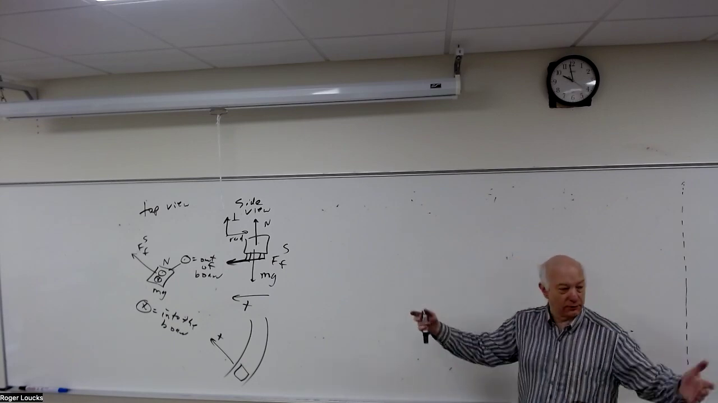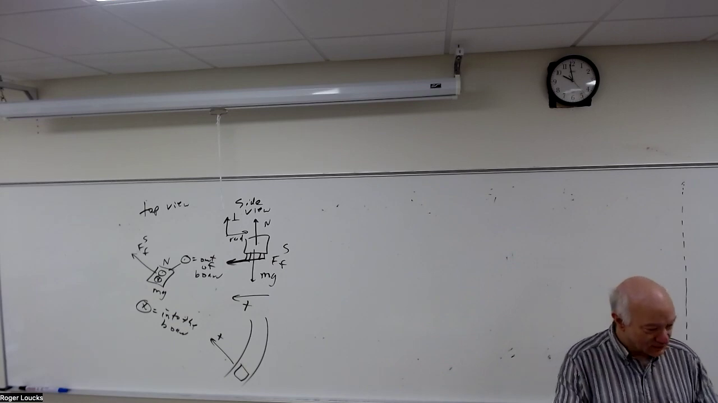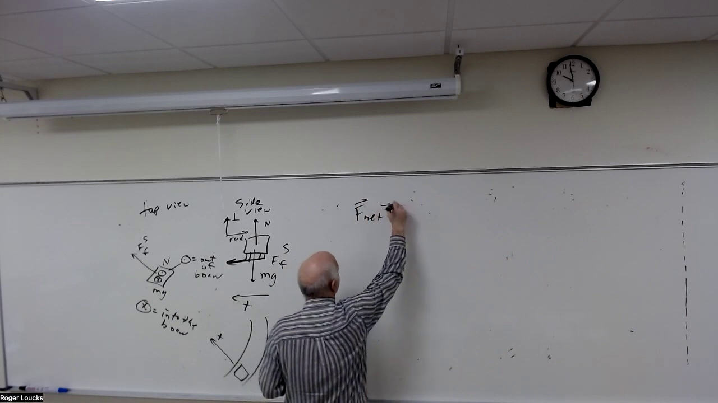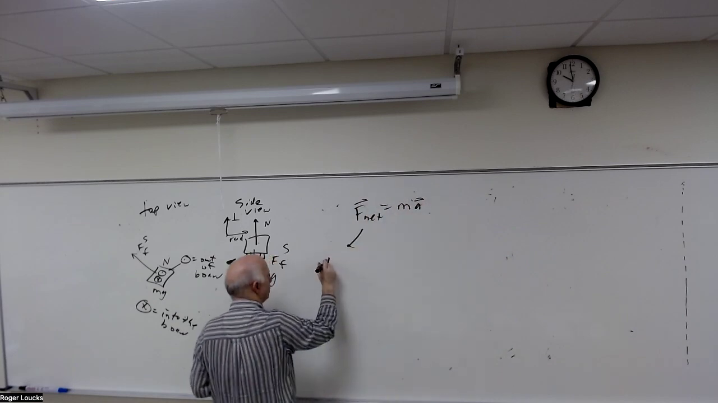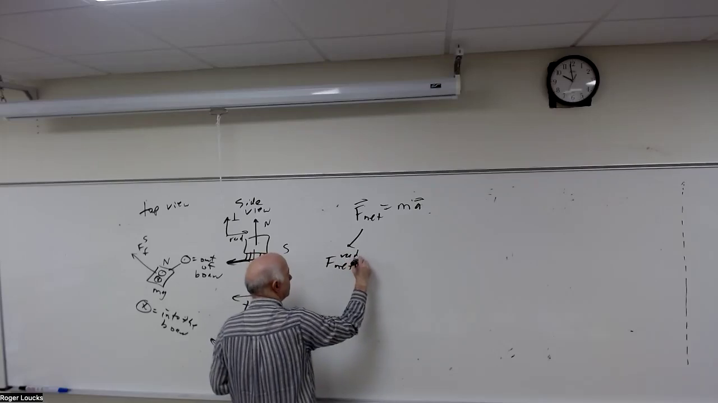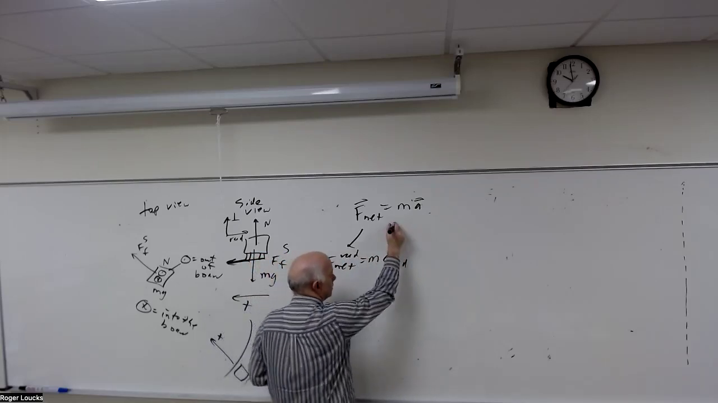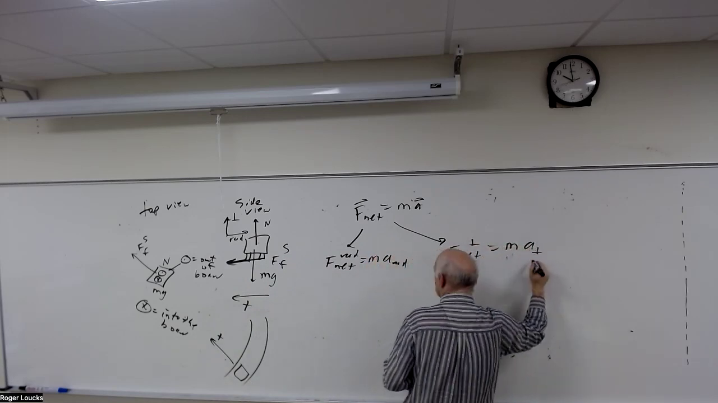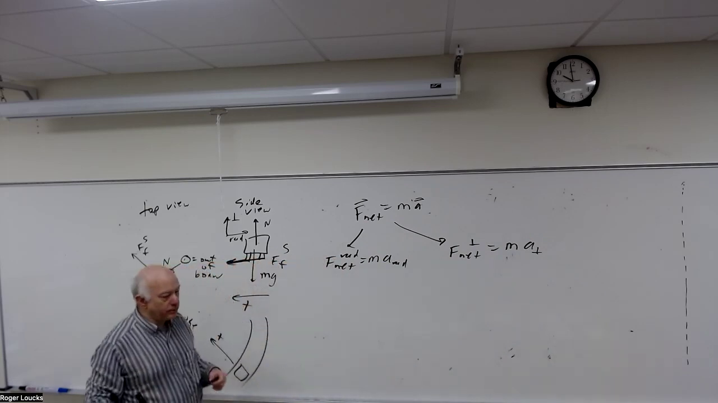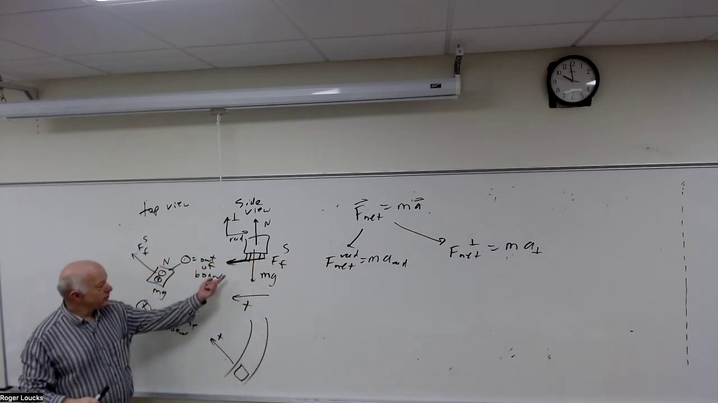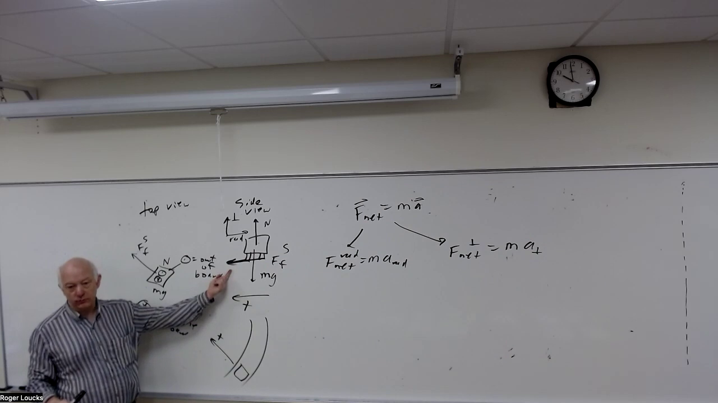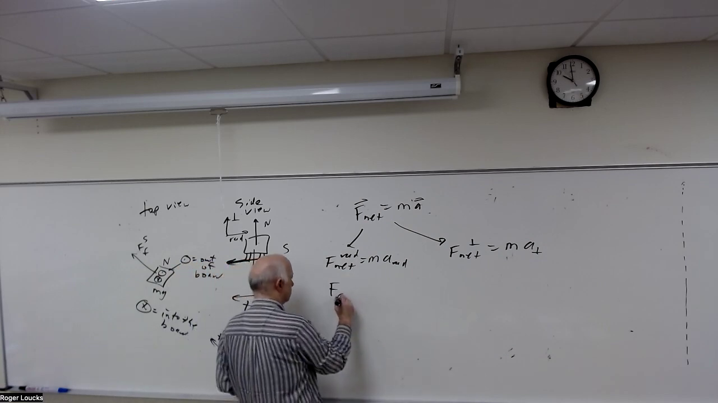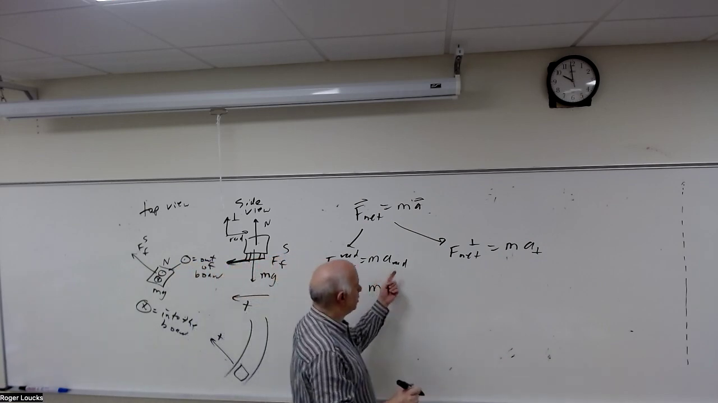Okay, how do I proceed? F net equals ma. Break it into a radial part and a perpendicular part. What do I get from the radial part? In this free body diagram, what is my only radial force? Your static frictional force. What do you know about the radial acceleration?